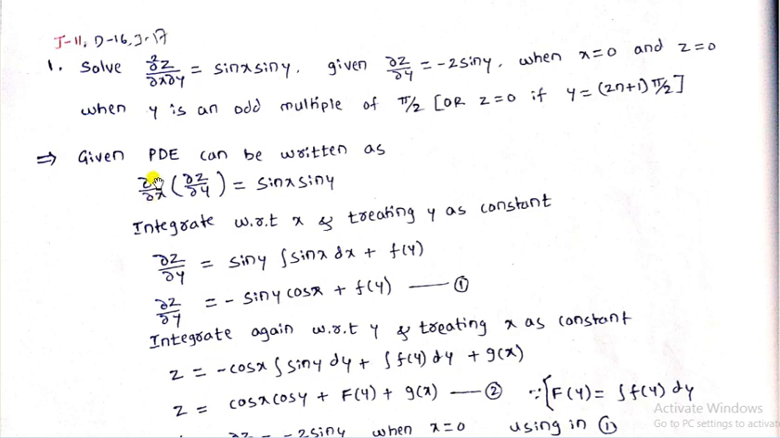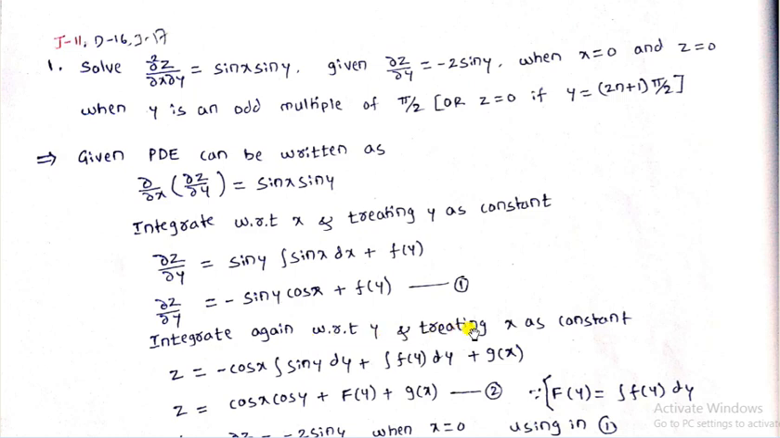After integrating with respect to x, the dou by dou x cancels out, so the remaining term is dou z by dou y, which is equal to sin y times the integral of sin x dx, plus f of y, because we are integrating with respect to x, so we consider f of y as the arbitrary function here. The integration of sin x is minus cos x, so it is minus sin y cos x plus f of y. Say this is equation number 1.